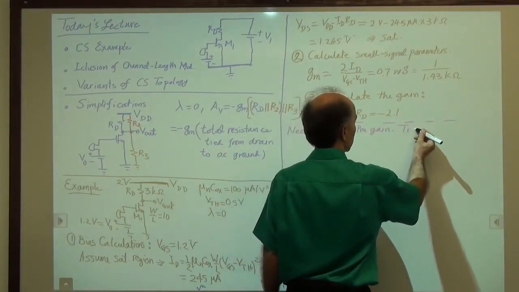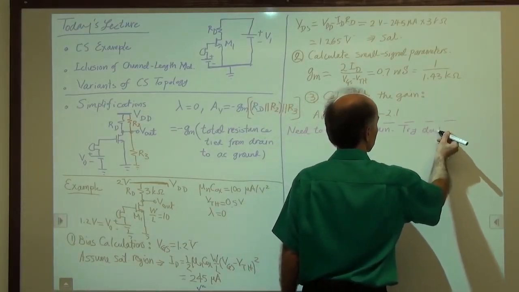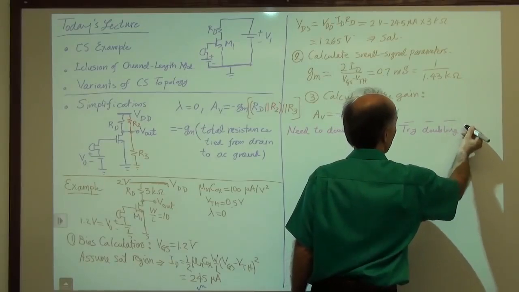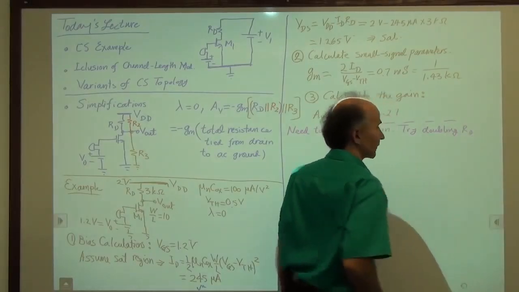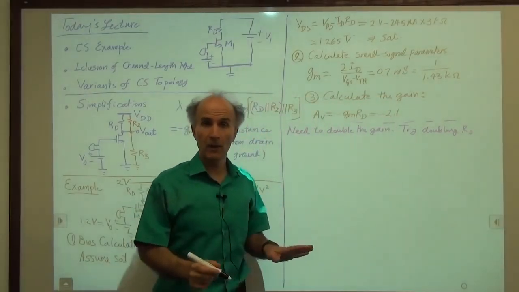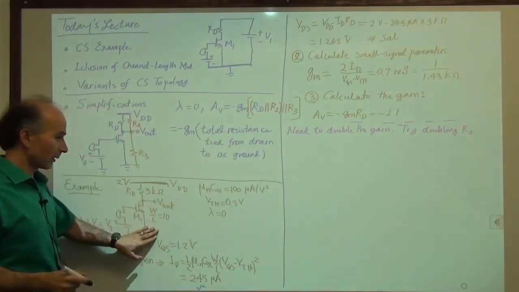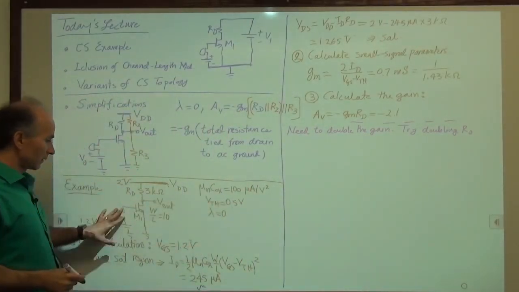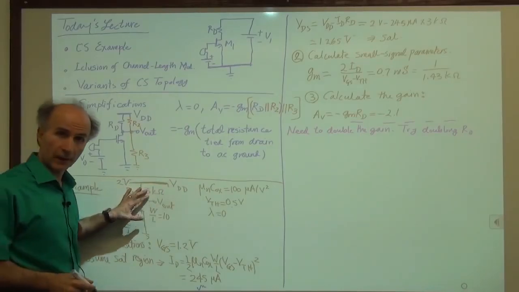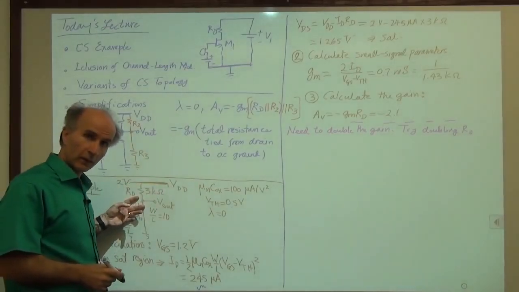So try doubling RD. We keep everything else the same. The transistor is the same. It has the same W over L, etc. The voltages here and here are the same. All we do is increase RD by a factor of 2.